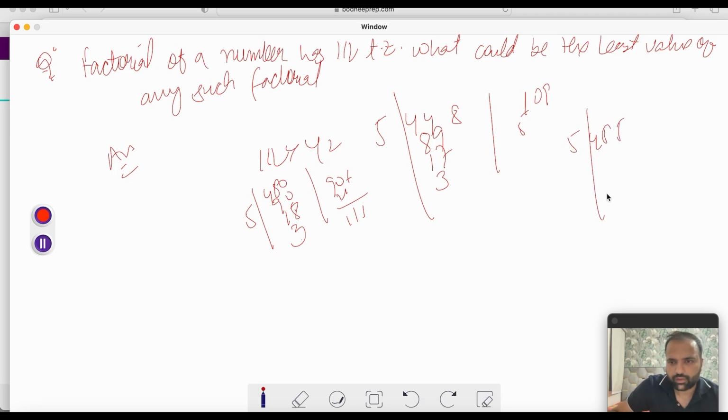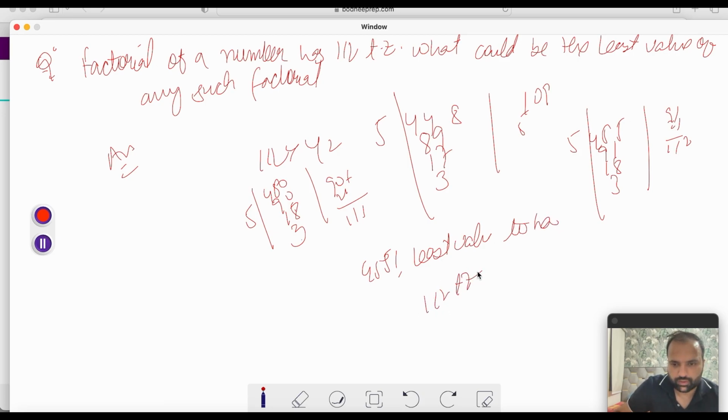455. 91, 18, 3. So 18 plus 3 is 21, so 91 plus 21 is 112. Okay, so 455 factorial is the least value to have 112 trailing zeros. So today we have learned the concept.